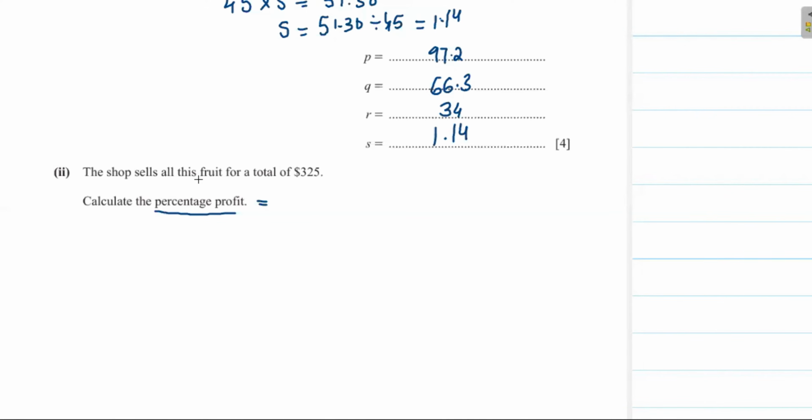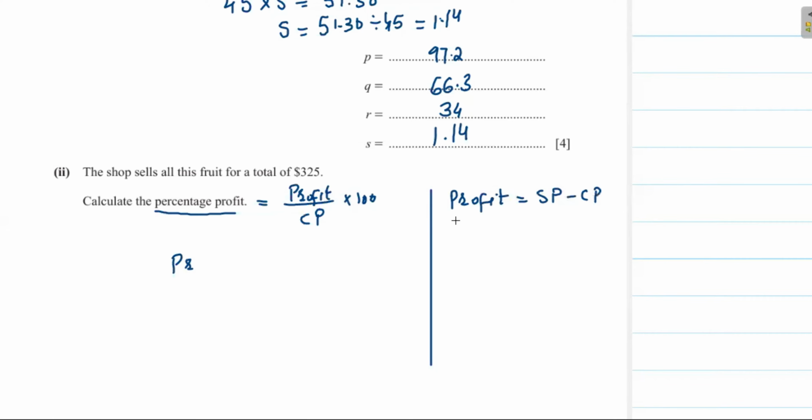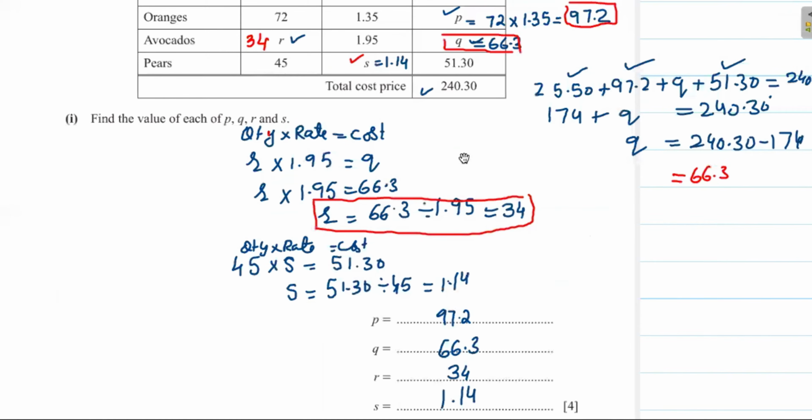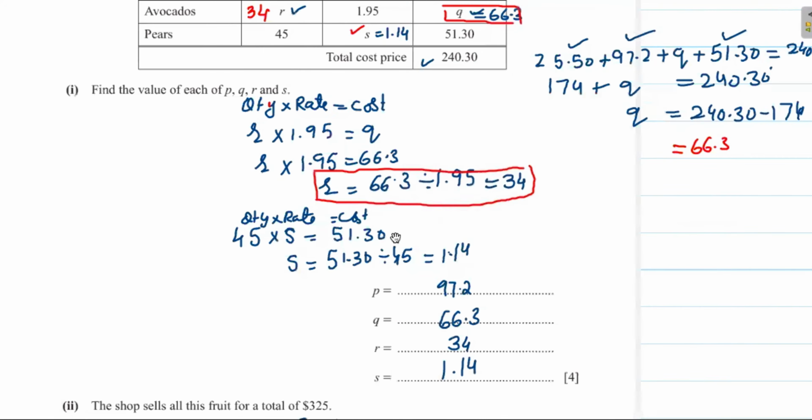Part second, the shop sell all this fruit for a total of 325. Calculate the percentage profit. Formula of the percentage profit is profit over cost price multiplied by 100. Firstly, we will find the profit. And the profit is equal to sale price minus cost price. You see here the sale price is 325 and the cost price you can see is 240.3. This is the total cost price.